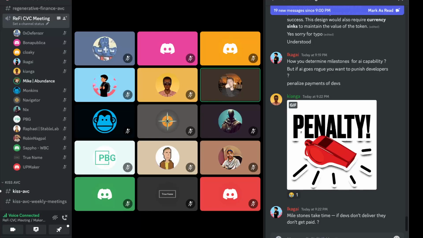Milestones take time. If devs don't deliver, they don't get paid. Well, you can have smaller milestones. I guess it really depends on how that process is set up. Obviously, if you have some bigger developer, they don't mind not getting paid for maybe a month or two. But the community can always set up smaller milestones, maybe 2-week increments or something like that, and see the progress from there. So it really depends. And again, it's something that the sub DAO can determine.